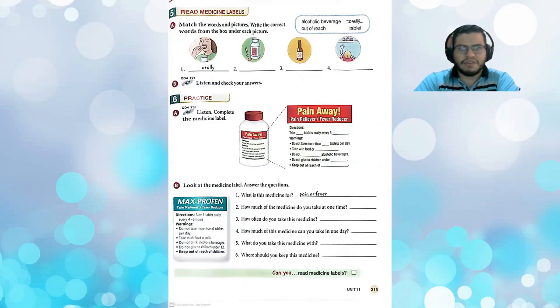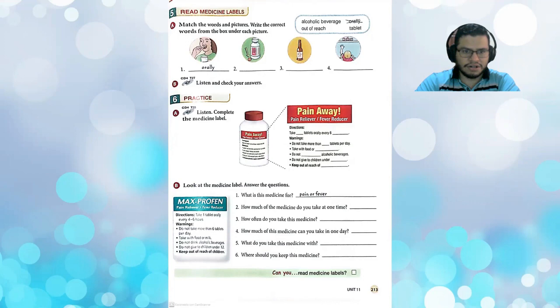Alcoholic, beverage, out of reach, tablets. The number 2 is tablets. Number 3, alcoholic beverage. And the number 4, out of reach from children.